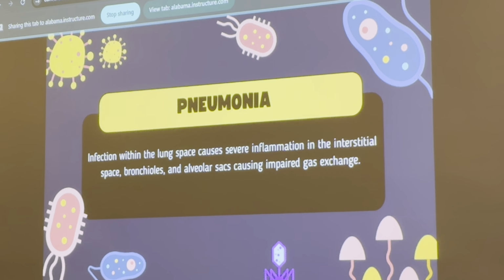With pneumonia, we're going to see impaired gas exchange, and that's the big one that we're going to be most fearful for, the one that we're going to look out for the most, the one that we're going to assess for the most.